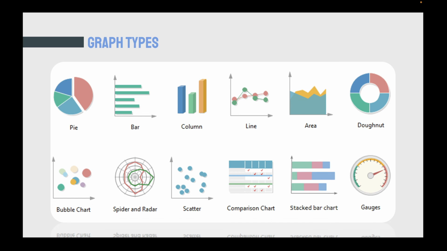Let's say your attendance sheet: a dot means he attended, nothing means he's not there, or an X means he's not there, and so on. Then the stacked bar chart, so you can have purple represent a certain parameter, red something else, green something else. Then you have the gauges. We use those more in LabVIEW, where you represent the speed of the engine, the speed of the vehicle, and so on.